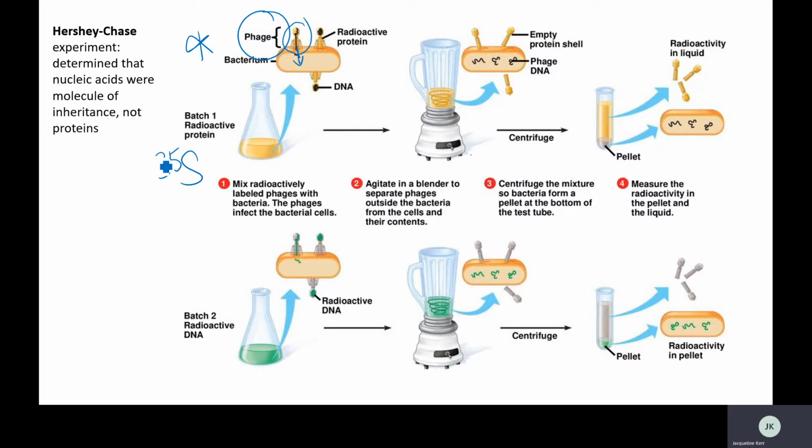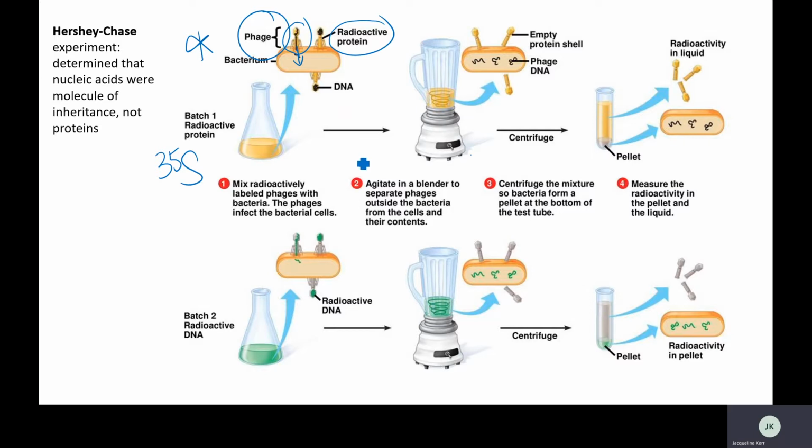By putting sulfur in here, sulfur is a component of most proteins, so it's in some amino acids. So that made the protein component of the virus radioactive. So they grew them like this, so they would incorporate this radioactive sulfur, infected some bacteria, and then agitated that solution so that the little phage coats, these shells, would come off. And would leave behind the hereditary information inside the bacteria.